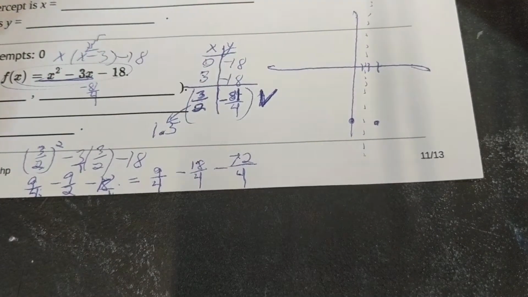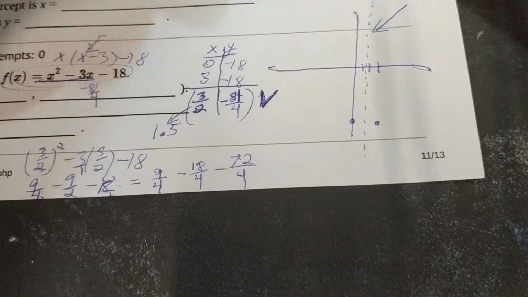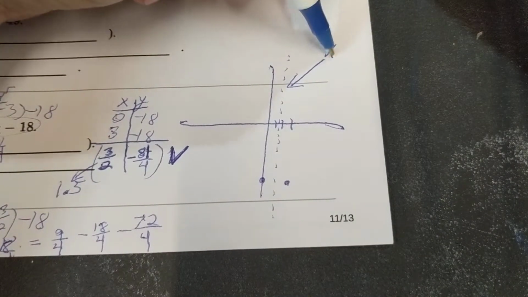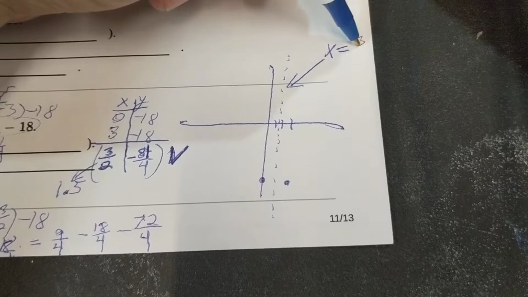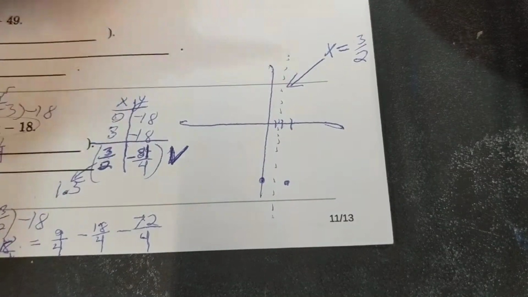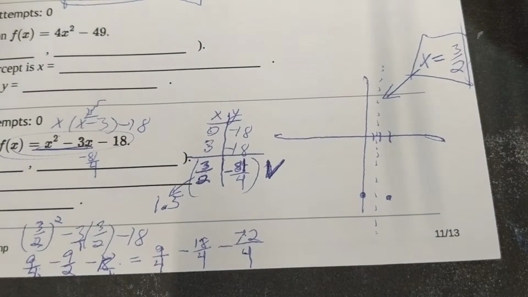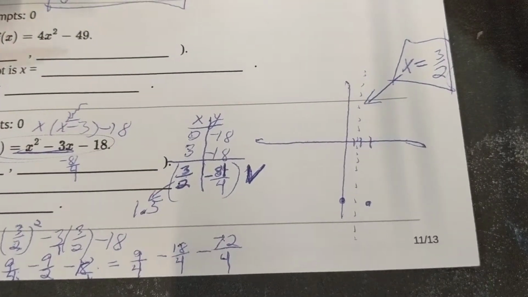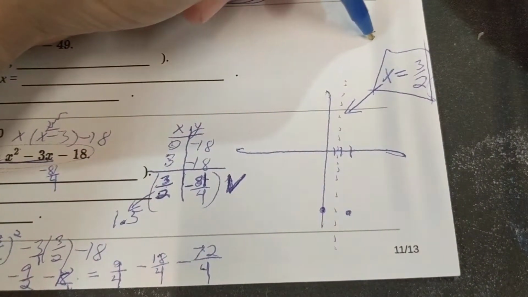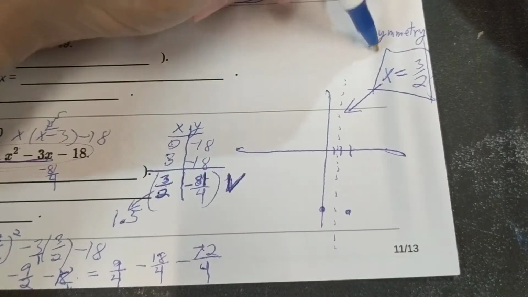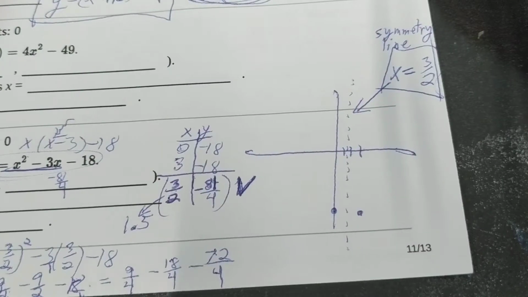We already did the vertex. But if they ask you for the line of symmetry or the axis of symmetry, it's this line. All we say about that is that it's x equals 3/2, or x equals 1.5. Just don't forget the x equals part, because it describes the line. So that's easy enough. That's our little symmetry line, the axis of symmetry.